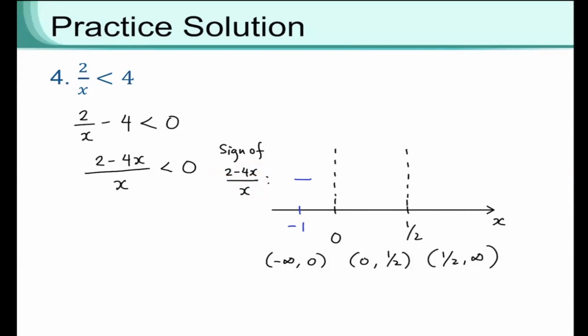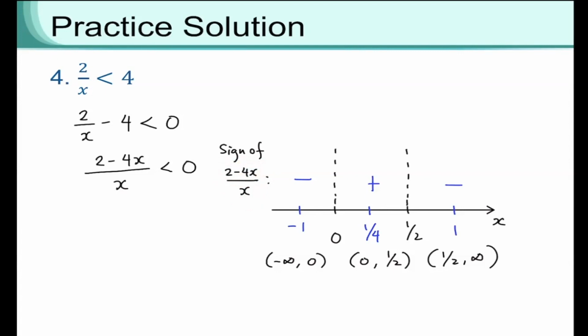Now, if you choose a value here, let's say 1/4, when x is equal to 1/4, 4 times 1/4 is 1. So 2 minus 1 is positive. Divided by positive, you'll get positive. And for the last interval, we may choose, let's say 1. When x is equal to 1, this is 2 minus 4, so it's negative over positive. So that is negative.